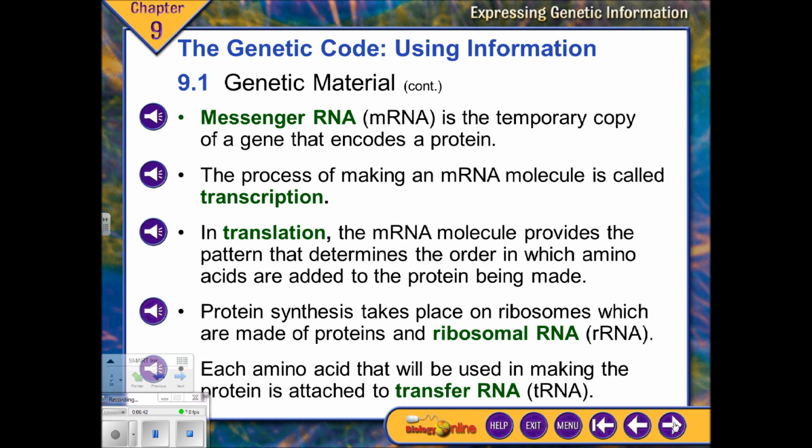There are other types of RNA that still help with the process, but they're still discovering them. We don't understand them as much. There's some RNA in the nucleolus, for example, in the nucleus. But we're just going to worry about these three types.